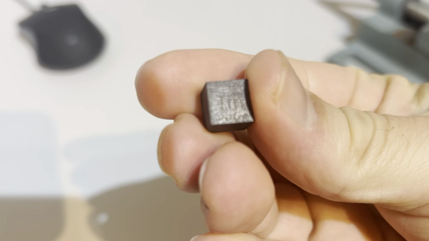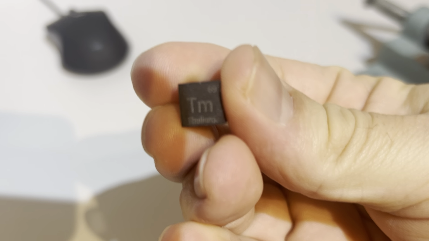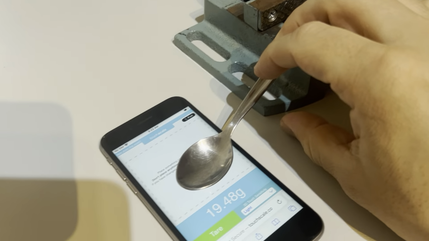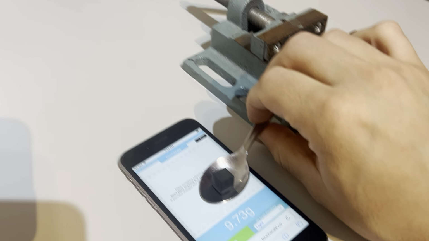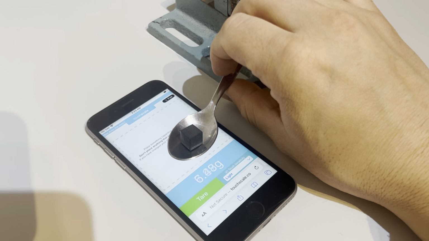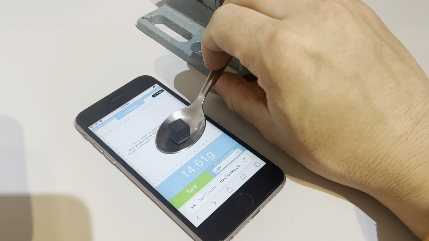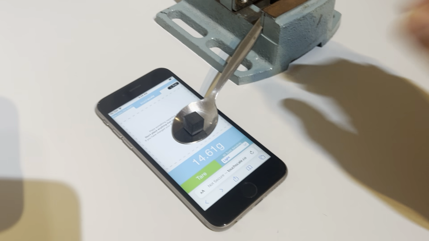What's the element here? Thulium. Okay, TM, 13.8. Let's try it again. Yeah, 13.8 is the initial value. Yeah, 13.8. We always take the minimal value, of course.